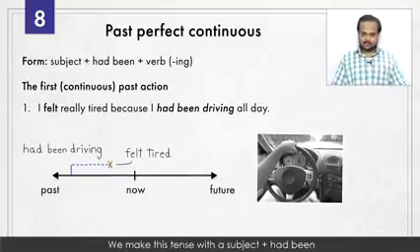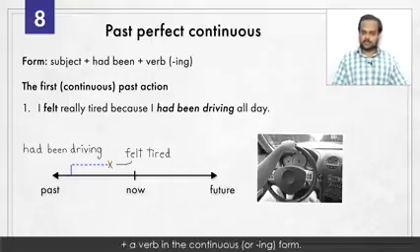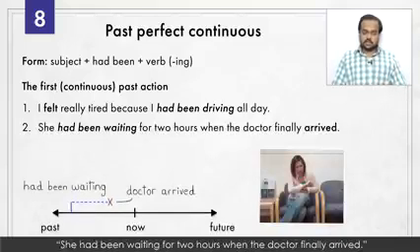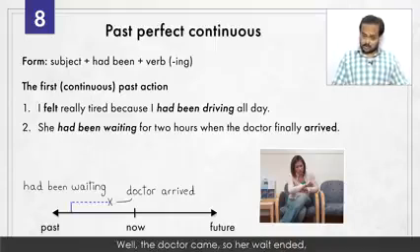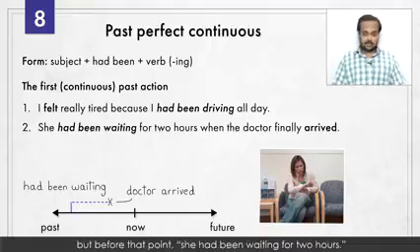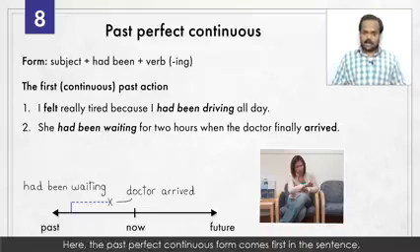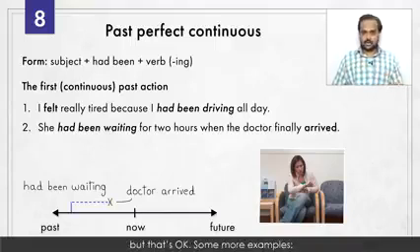We make this tense with a subject plus had been plus a verb in the continuous or ing form. Here's another sentence. She had been waiting for 2 hours when the doctor finally arrived. Remember that lady who was waiting for the doctor? Well, the doctor came, so her wait ended, but before that point, she had been waiting for 2 hours. Here, the past perfect continuous form comes first in the sentence, but that's okay.